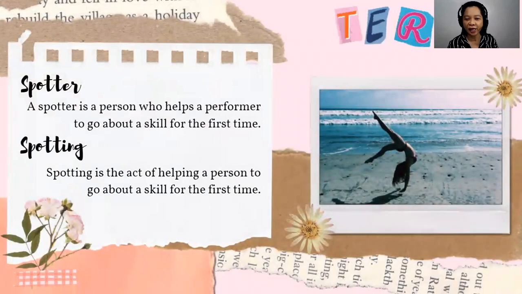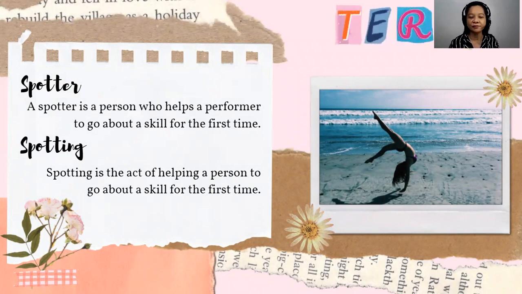A spotter is a person who helps a performer go about a skill for the first time. And spotting is the act of helping a person go about a skill for the first time. So don't be confused. When we say spotter, it is a person, while spotting is the act.